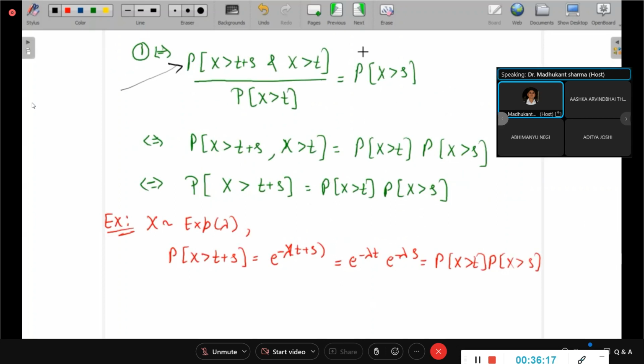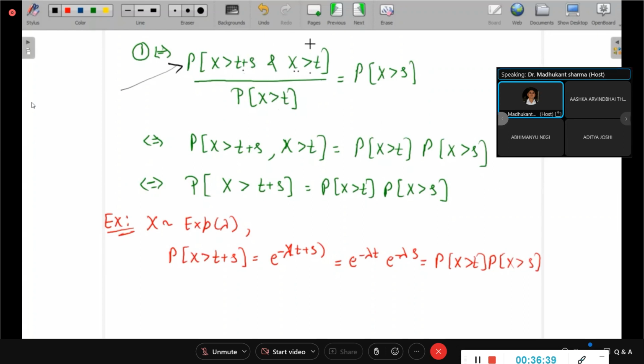The right hand side is as it is, the probability of x greater than s. The left hand side is the probability of x greater than t plus s and x greater than t. Both these events happening together means the probability that x is greater than t plus s and x is greater than t, divided by the probability of x greater than t.